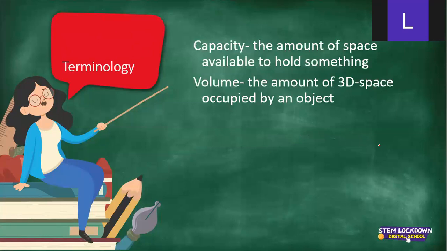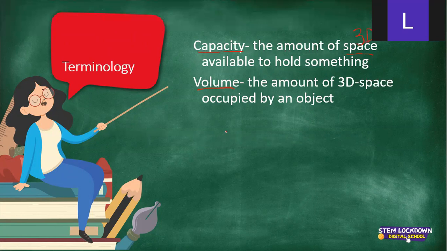You should know these two terminologies. They are very, very important for this section. The first one is capacity. Learners have a tendency of confusing these two, capacity and volume. Capacity is the amount of space, or you can also say the amount of 3D space available to hold something.